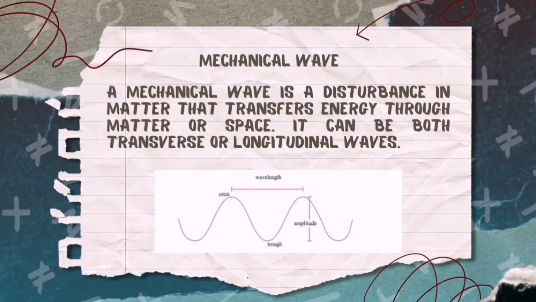What is a mechanical wave? It is a disturbance that transfers energy through matter. The key word is medium, like air, water, or a solid. Mechanical waves need a medium to travel.